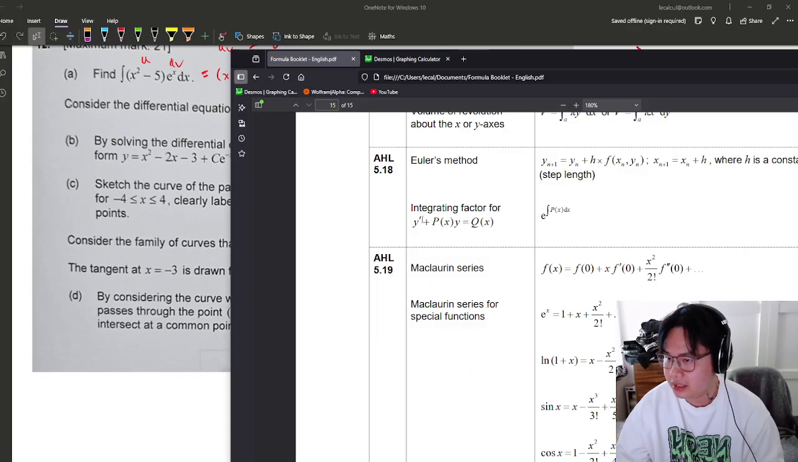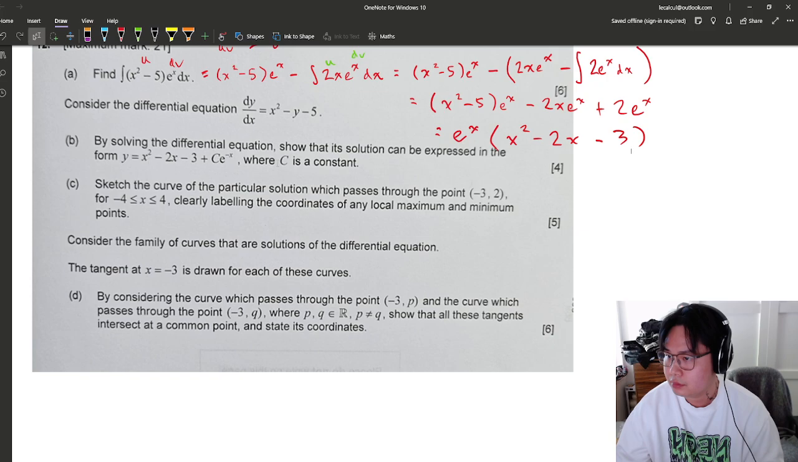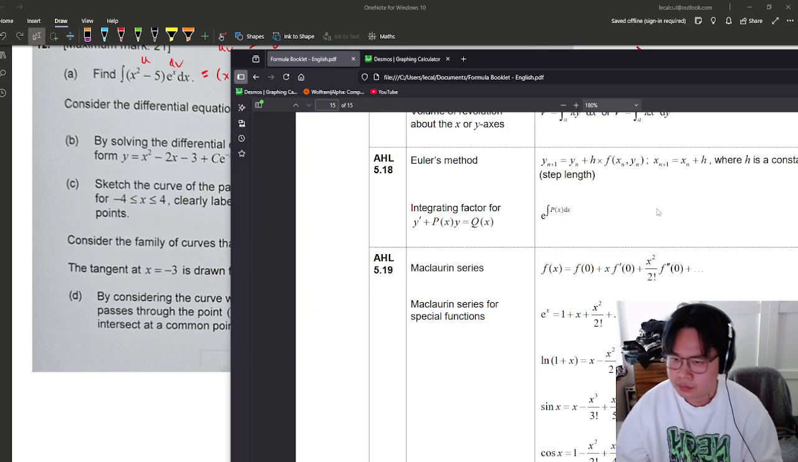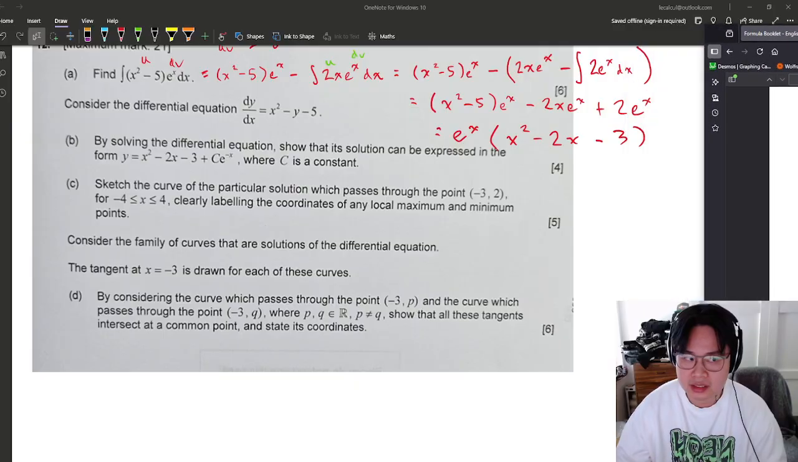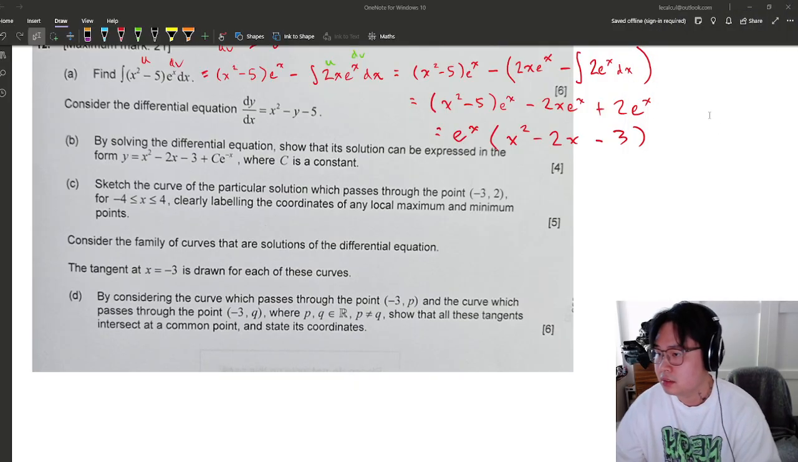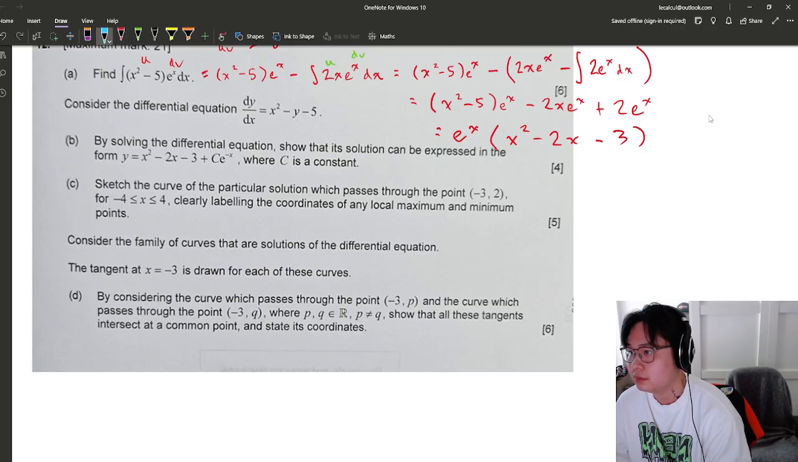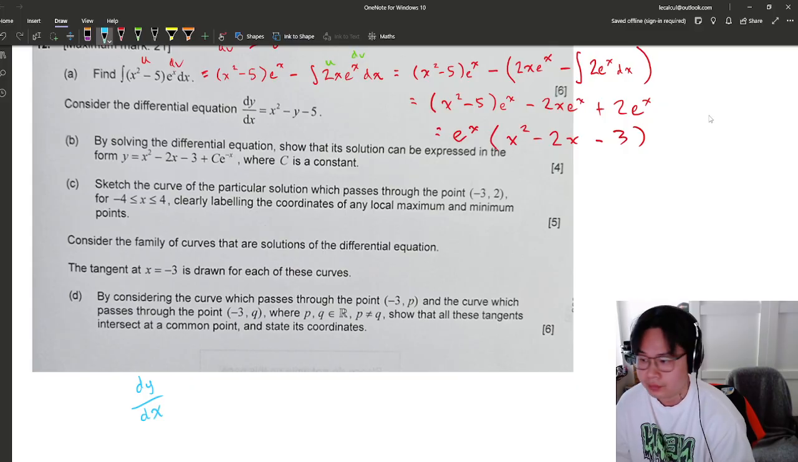Okay, if we can get it to this form, I'm gonna leave this on my other screen. So this is my dy/dx plus y equals x squared minus 5.